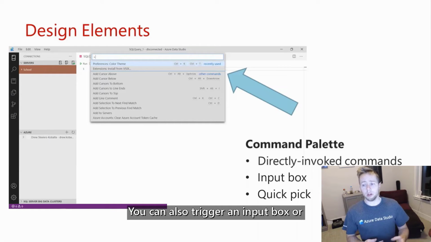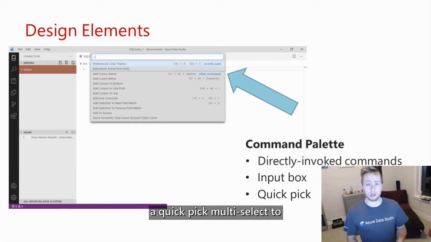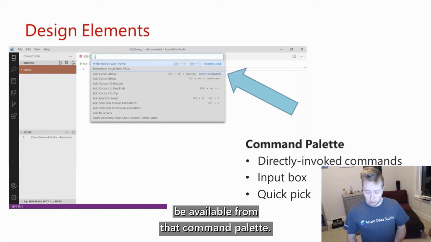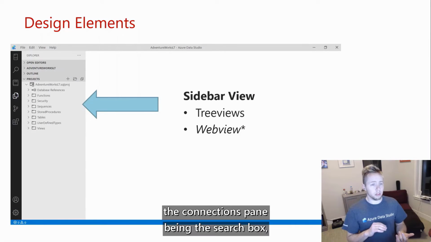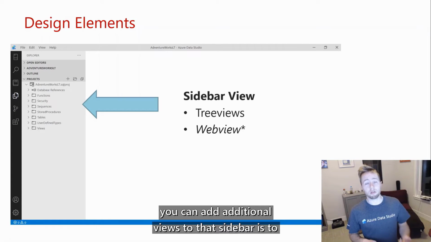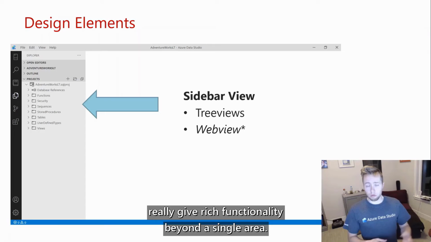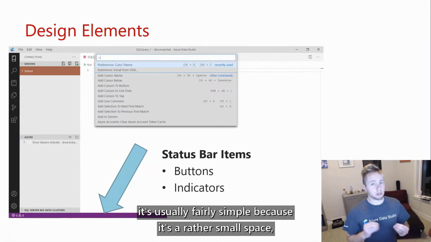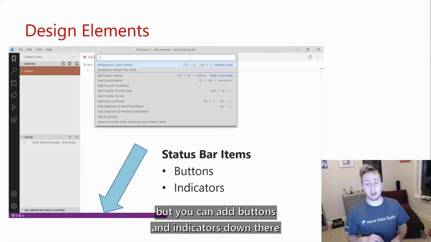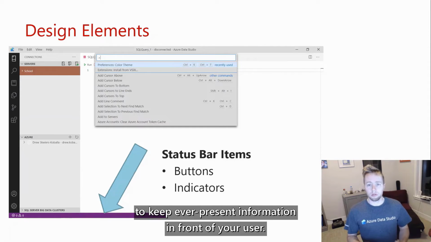You can also trigger an input box or a quick pick multi-select to be available from that command palette. The sidebar view, where you think of the connections pane being the search box, you can add additional views to that sidebar to really give rich functionality beyond a single area. The status bar down at the bottom is usually fairly simple because it's a rather small space, but you can add buttons and indicators down there to kind of keep ever-present information in front of your user.